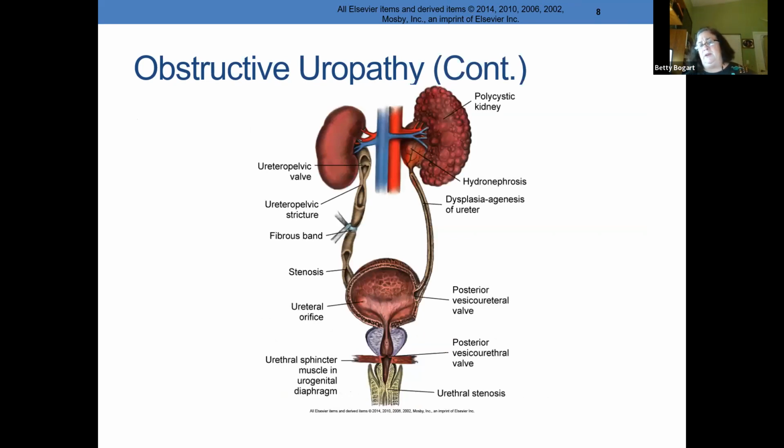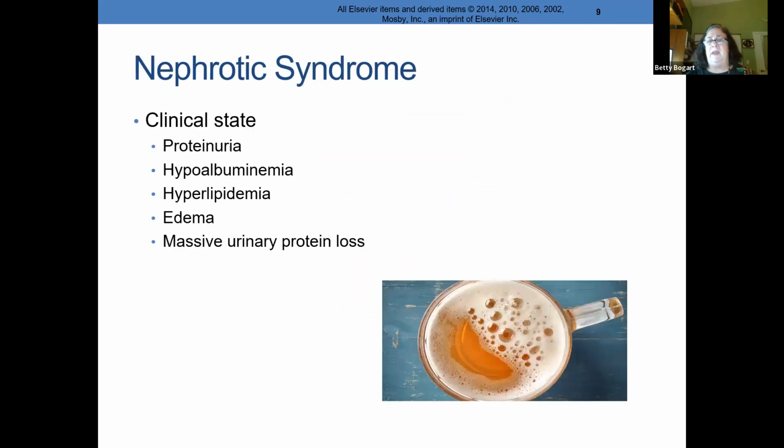And this is a great picture of it just to show you there could be a kink, something banded around it, or the tube wasn't formed right. And then we could go in there and try to open it up to make it function.